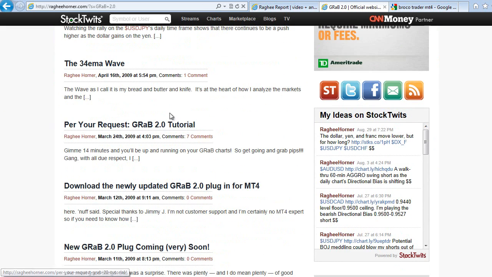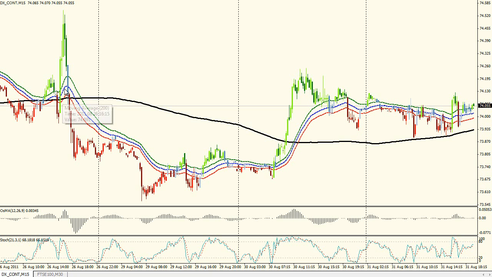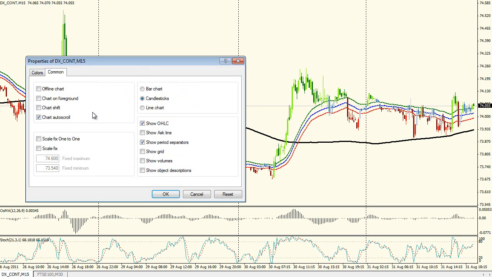There's a tutorial, as well as the updated plugin, which you put into your library. For those of you that are familiar with putting in these files manually, this will be a breeze. The tutorial walks you through it for those of you that don't know. A quick tip, regardless of what platform you use, right-click the chart, go to Properties, make sure that under the Properties Common tab that you do not have Chart on the foreground checked. Again, that you do not have Chart on the foreground checked.